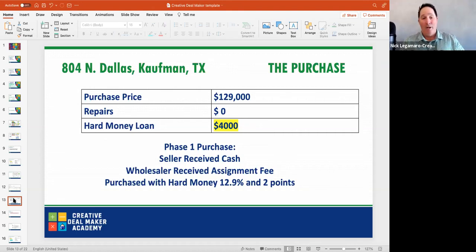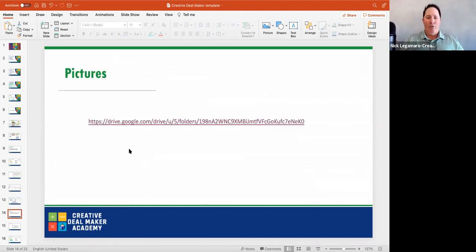I mean, they're making a lot of money. But I don't care, and I'm going to show you why I don't care here in a second. So let's go to the next screen. Let's look at these pictures real quick.